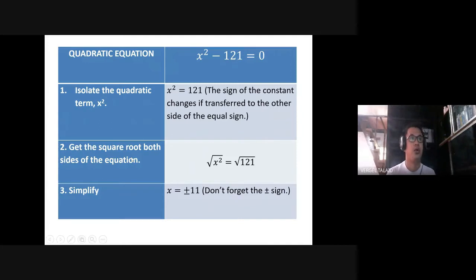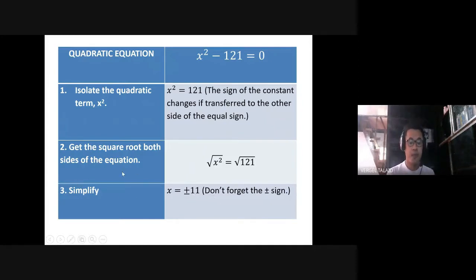The next step is you are going to extract the square root of both sides of the equation. So the square root of x squared and the square root of 121. What is the square root of x squared? That is x. And the square root of 121 is positive 11 and negative 11. Again, don't forget the plus and minus sign.